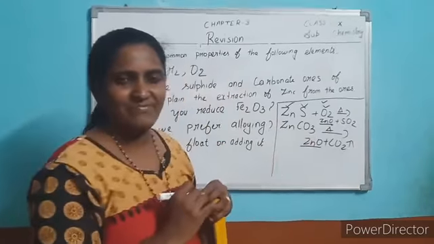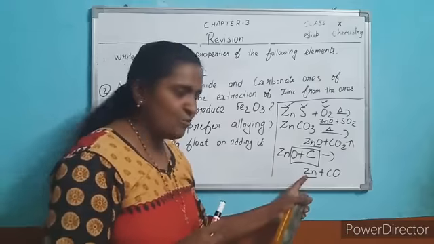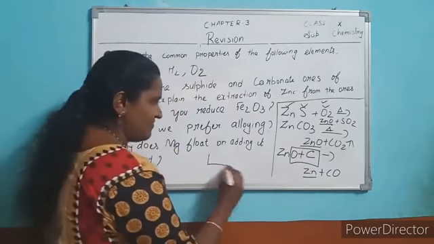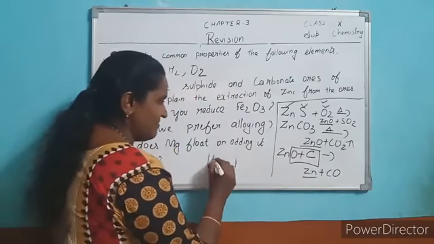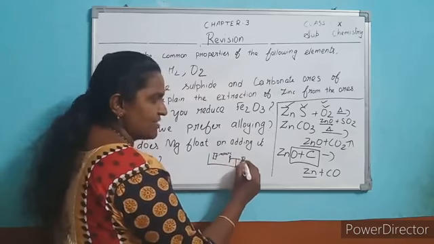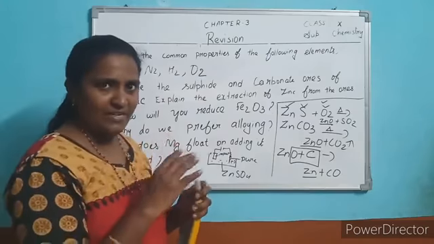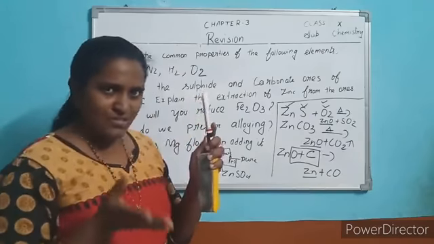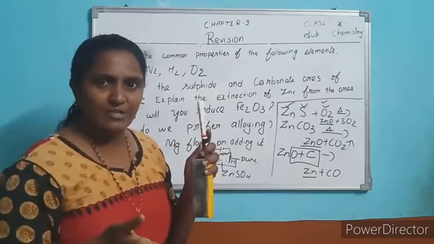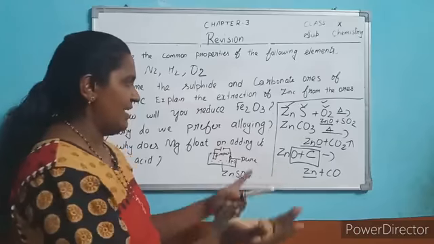It is refining. What you got, you take it as the anode. It is impure zinc. And a pure zinc rod you use as the cathode. This is the anode. Who is the electrolyte? Zinc sulfate with water. Now what will happen? Impure zinc changes into zinc ions and comes into the solution. This zinc ion goes and deposits at the cathode.